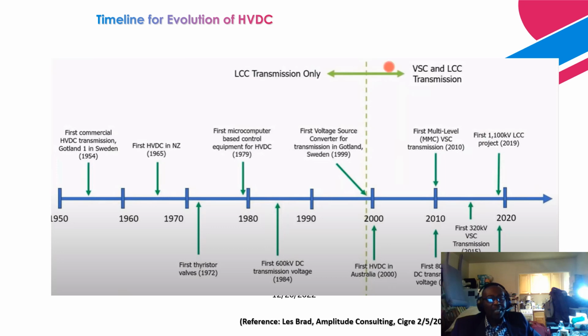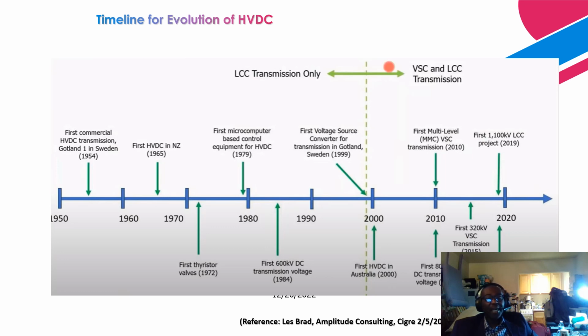Then in 1980, somewhere between 1979 and 1980, that was when microcomputer control was introduced to be able to control the equipment that is associated with high voltage DC transmission system. Then in 1984, that was when 600 kV DC transmission level voltage was achieved. So all those installations that were over here, their voltages were below 600 kV. So that was a great achievement in 1984.